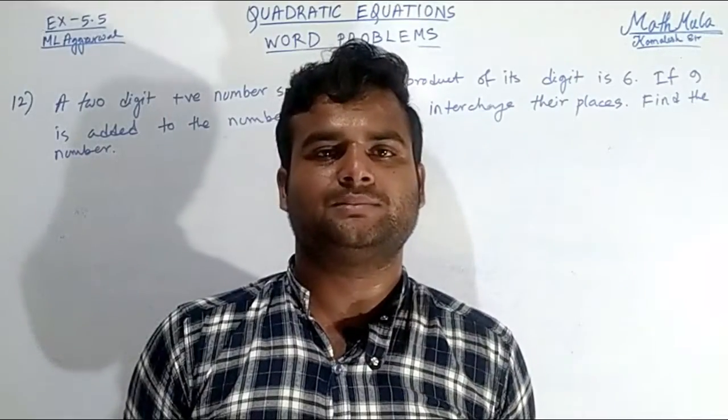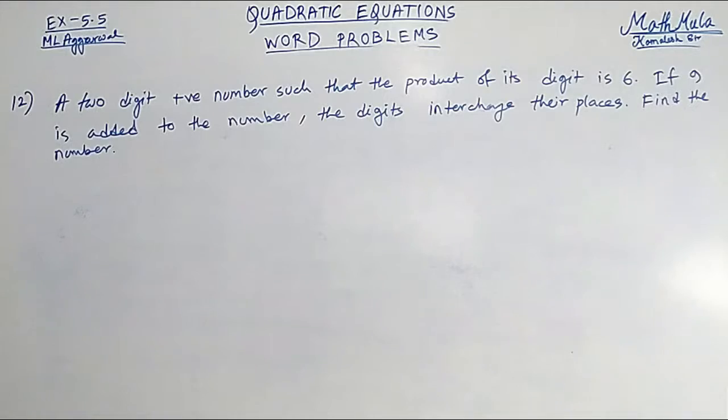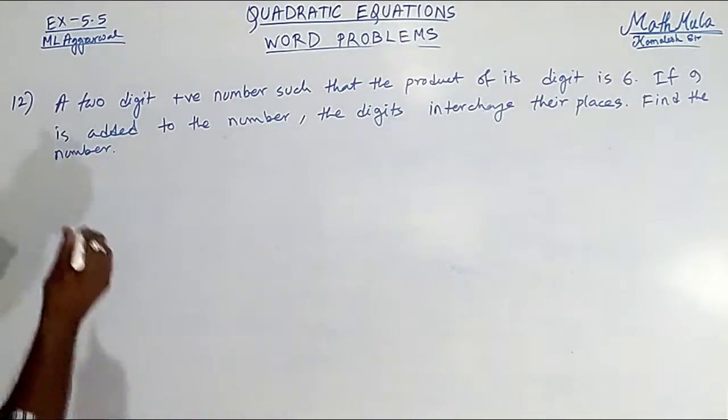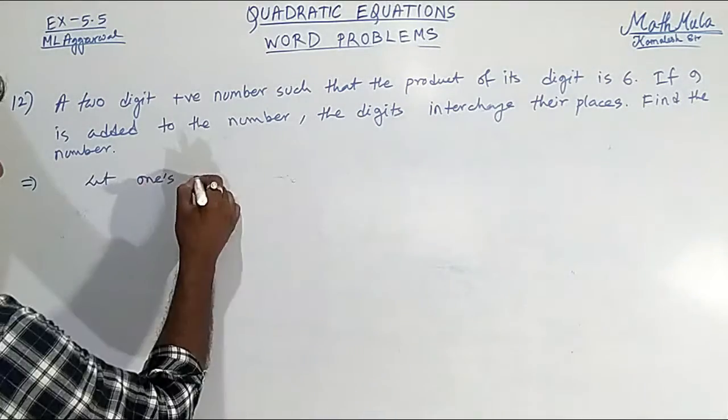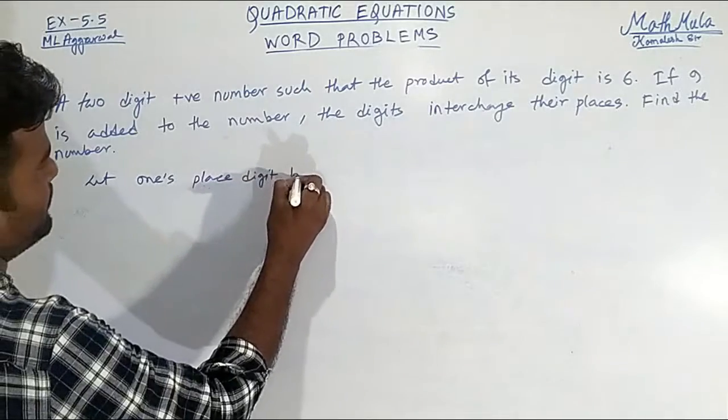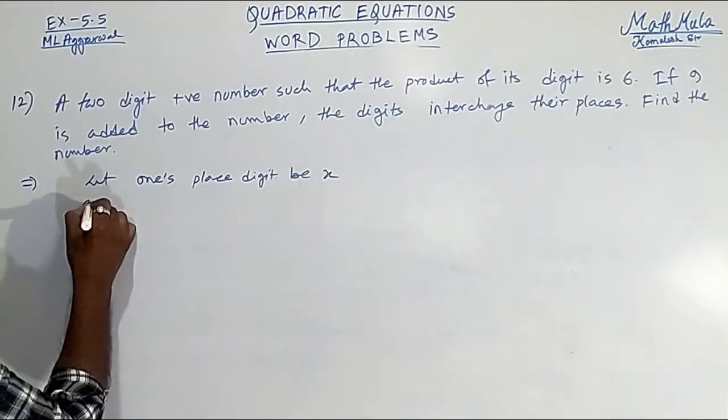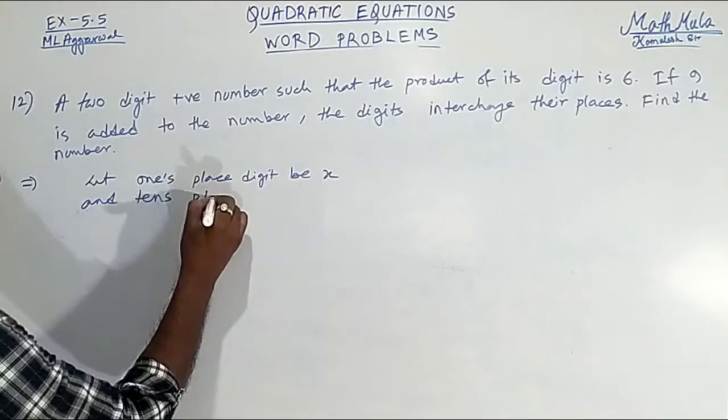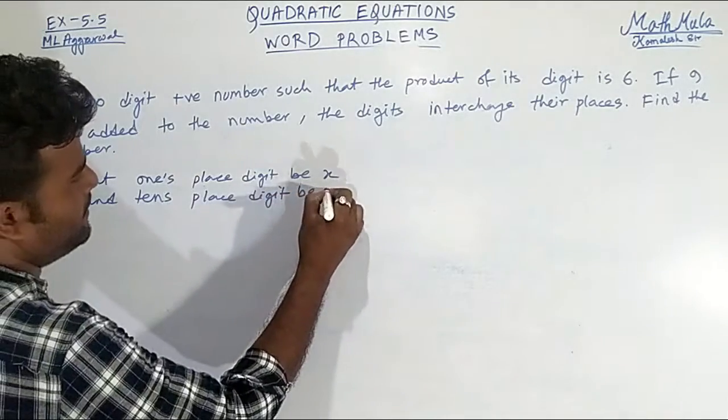Now we solve the next sum, number 12. A two-digit positive number such that the product of its digits is 6. If 9 is added to the number, the digits interchange their places. Find the number. So let the 1's place digit be x and the 10's place digit be y.